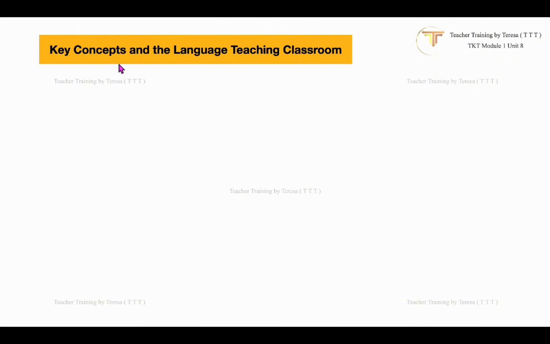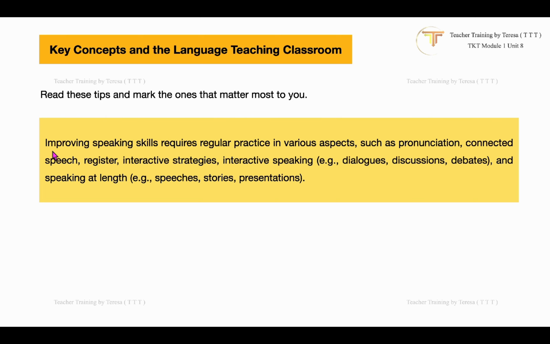Key concepts and the language teaching classroom. Read these tips and mark the ones that matter most to you. Improving speaking skills requires regular practice in various aspects, such as pronunciation, connected speech, register, interactive strategies, interactive speaking, example, dialogues, discussions, debates, and speaking at length, example, speeches, stories, presentations.